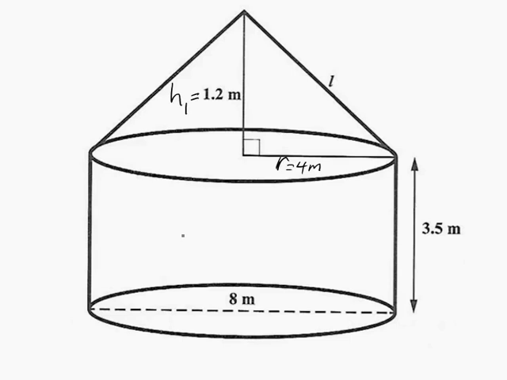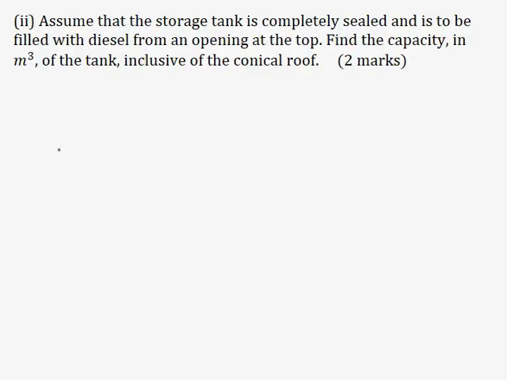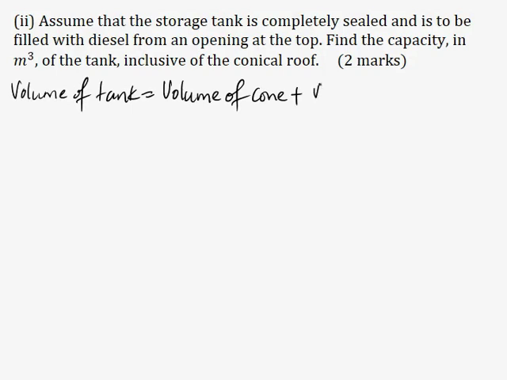Now, in order to distinguish the height of the cone from the height of the cylinder in my calculations, I will call the height of the cylinder H2. So I'll write here that the volume of the tank is equal to the volume of the cone plus the volume of the cylinder.